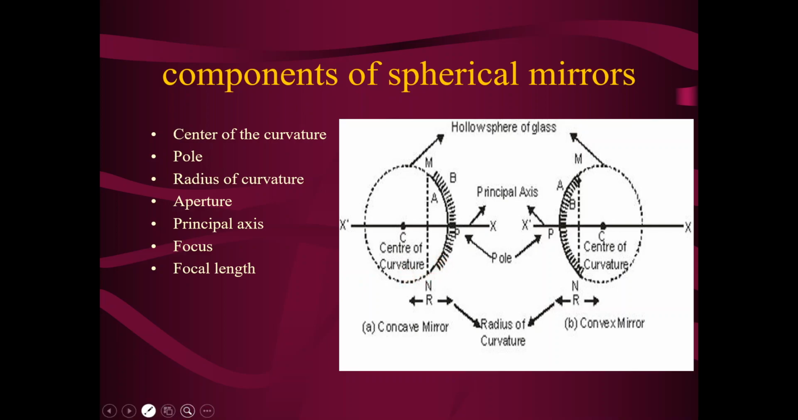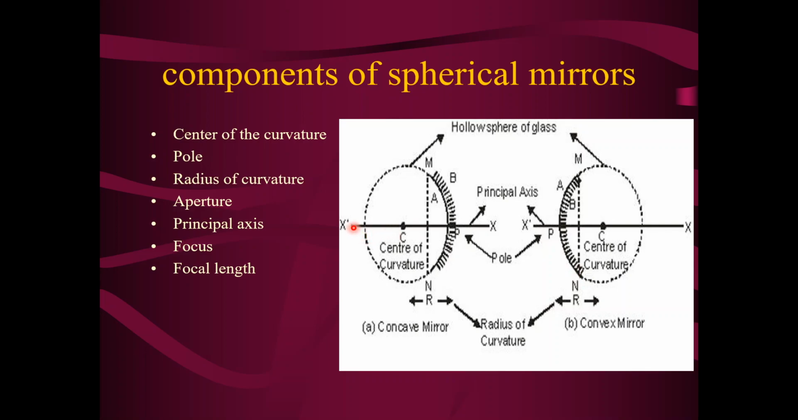Now since it is a part of a hollow sphere, it has a center of curvature, this C. It is the center of curvature of the mirror. This is the center of curvature of the convex mirror. The imaginary line which is passing through the center of curvature passes through the pole. What is pole? The center point of the aperture of the mirror. This is the pole, center point of the aperture of the mirror.